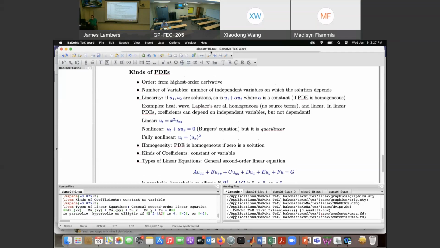Check the chat here. Okay. So are there questions? Why is the discriminant of a quadratic equation used for that, for the second order linear equation?